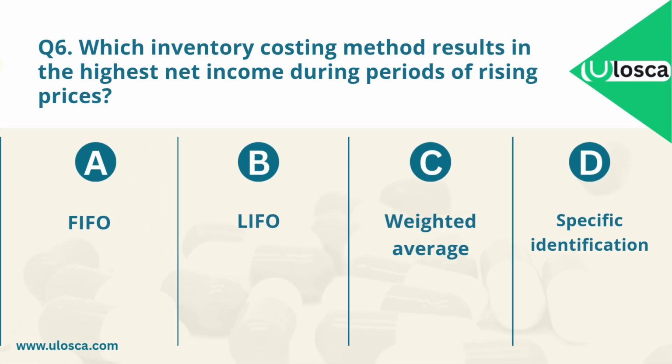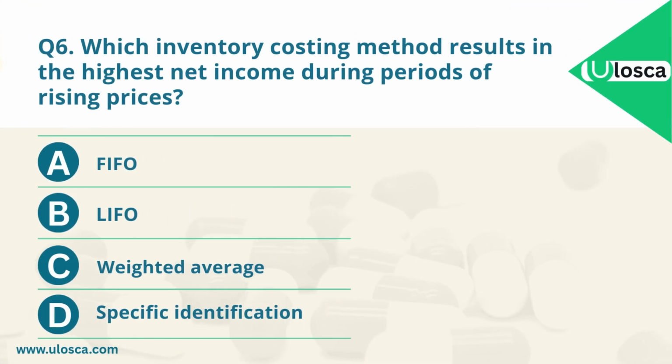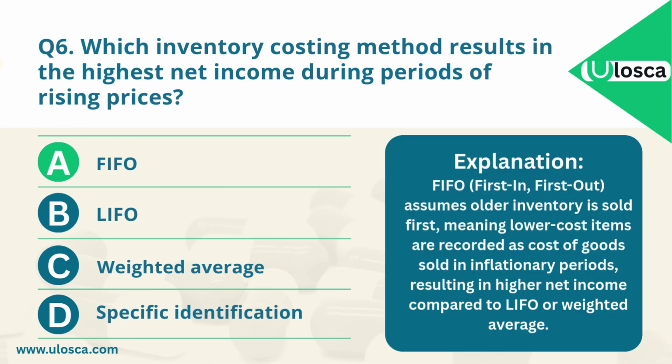Question 6. Which inventory costing method results in the highest net income during periods of rising prices? A. FIFO. B. LIFO. C. Weighted average. D. Specific identification. Which one is the correct answer? The correct answer is A. FIFO. Explanation. FIFO assumes older inventory is sold first, meaning lower cost items are recorded as cost of goods sold in inflationary periods, resulting in higher net income compared to LIFO or weighted average.